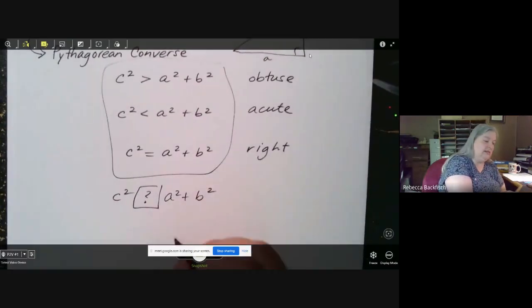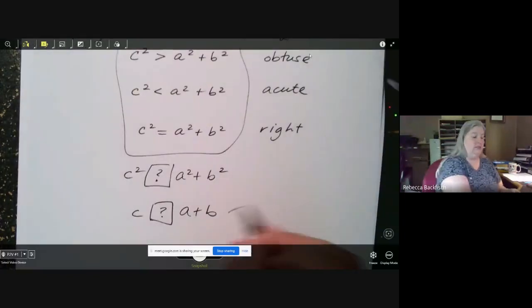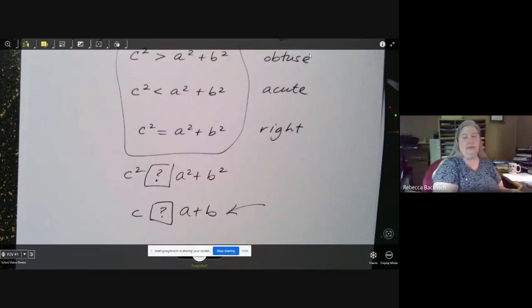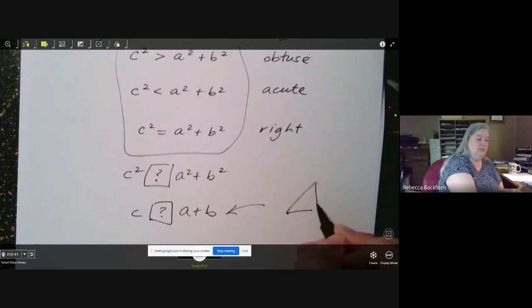C just says the sum of the length. That's not going to tell me, because that's not what the Pythagorean Converse says will tell me whether it's acute, right, or obtuse. The only thing this would tell me is if it can be a triangle or not. Remember, that's the triangle inequality, is any 2 sides have to add up to be more than the third side. That's just, can they touch to make a triangle?